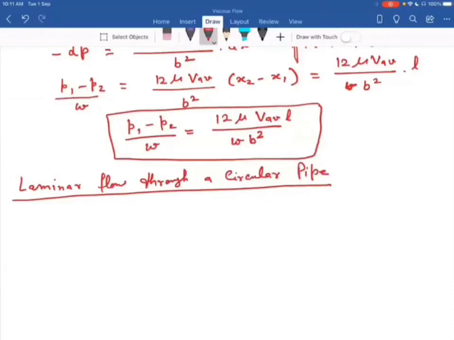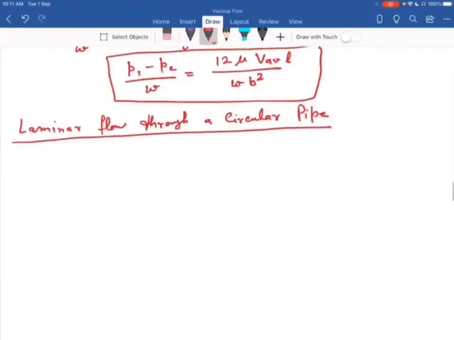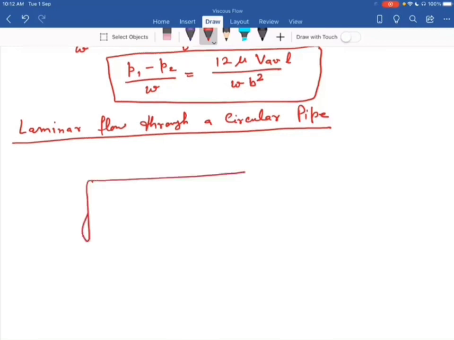Laminar flow through a circular pipe. So now say we consider a circular pipe. So this is a circular pipe with us. Okay. Now this is the direction of flow.